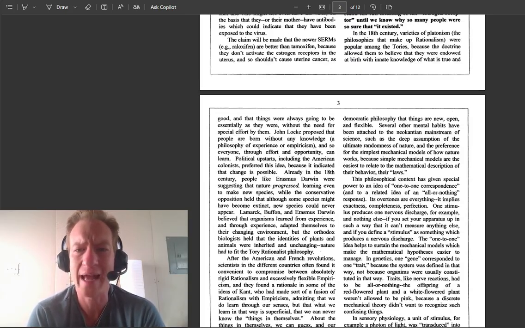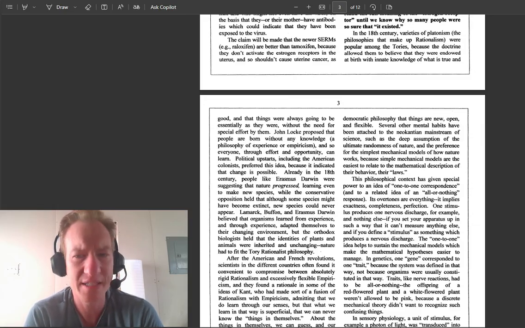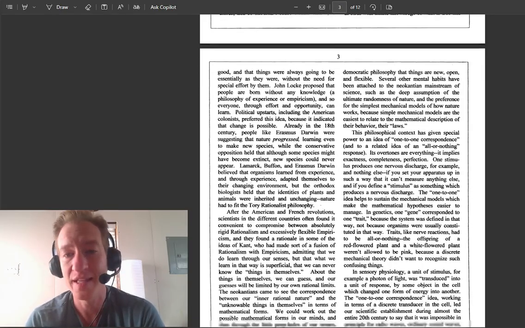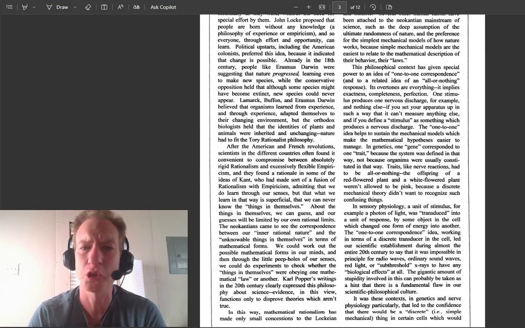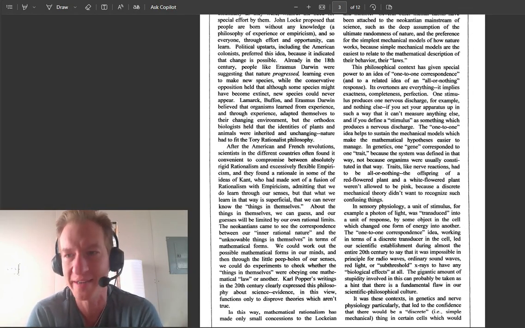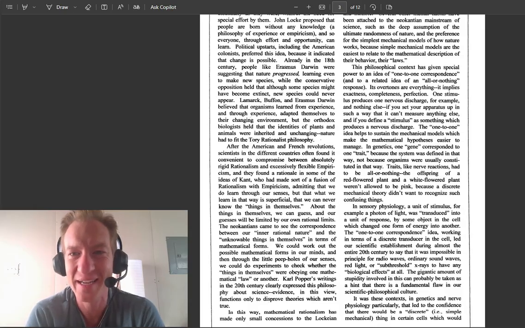Several other mental habits have been attached to the Neo-Kantian mainstream of science, such as the deep assumption of the ultimate randomness of nature, and the preference for the simplest mechanical models of how nature works, because simple mechanical models are the easiest to relate to the mathematical description of their behavior, their quote-unquote laws. This philosophical context is given special power to an idea of quote-unquote one-to-one correspondence. All right, this is what I was kind of trying to get at.